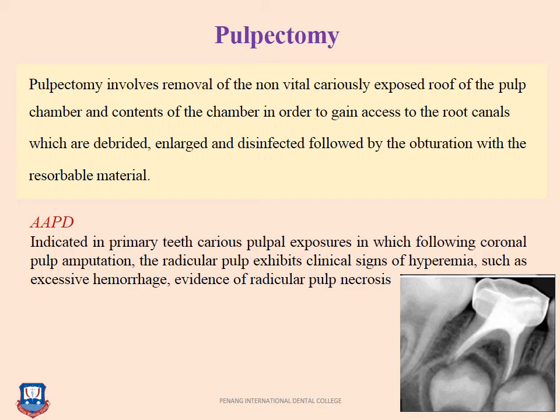So AAPD has indicated pulpectomy in primary teeth in which after pulpal exposure you are amputating the coronal pulp, but the radicular pulp is extensively bleeding and there are signs of hyperemia, that is excessive hemorrhage from the amputated pulp stumps. This gives evidence of radicular pulp necrosis. So in this case we have to extirpate or remove the radicular portion of the pulp also.